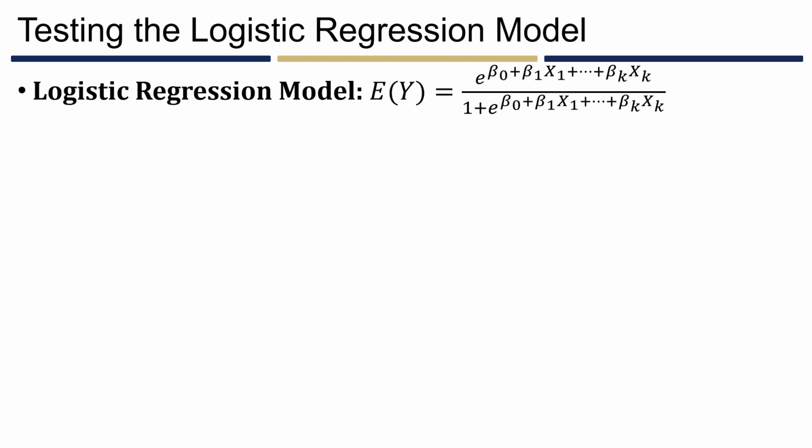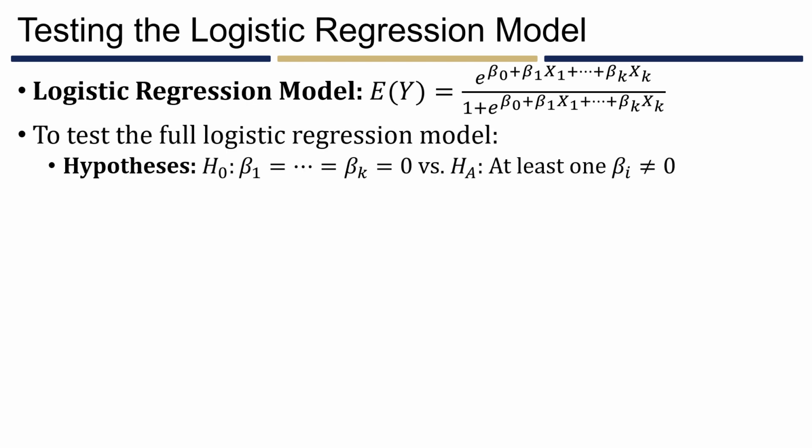Now let's discuss how we can test the logistic regression model. Just like in multiple regression, there are two different types of tests that we can do. We can test the full model, or we can test individual predictors. To test the full logistic regression model, the null hypothesis is going to be that all of our betas are simultaneously equal to 0, and the alternative is going to be that at least one of our betas is not equal to 0.